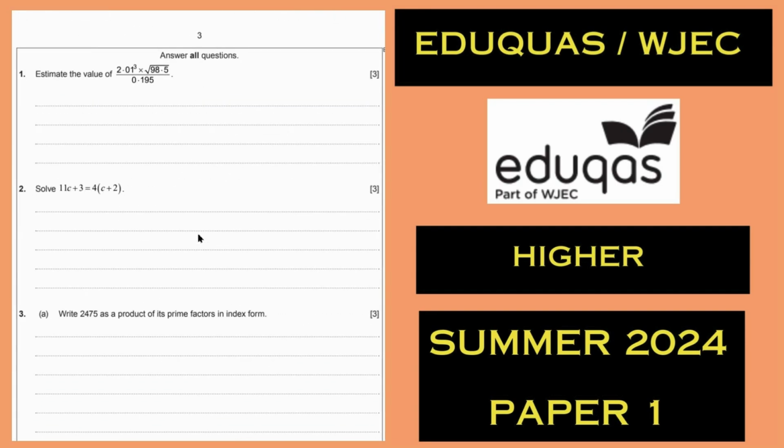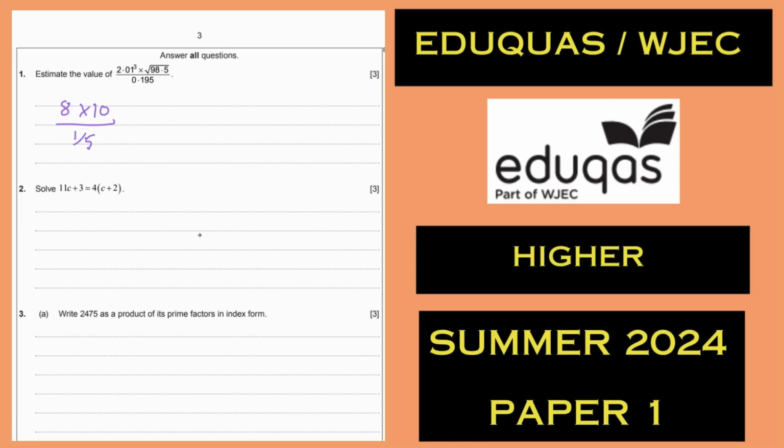When you are estimating, that means round off at the beginning, not towards the end, not halfway through. Make them easier right at the start. So 2 cubed gives us 8. Square root of basically 100 gives us 10. And that gives us 0.2. As a fraction, though, it's a fifth.